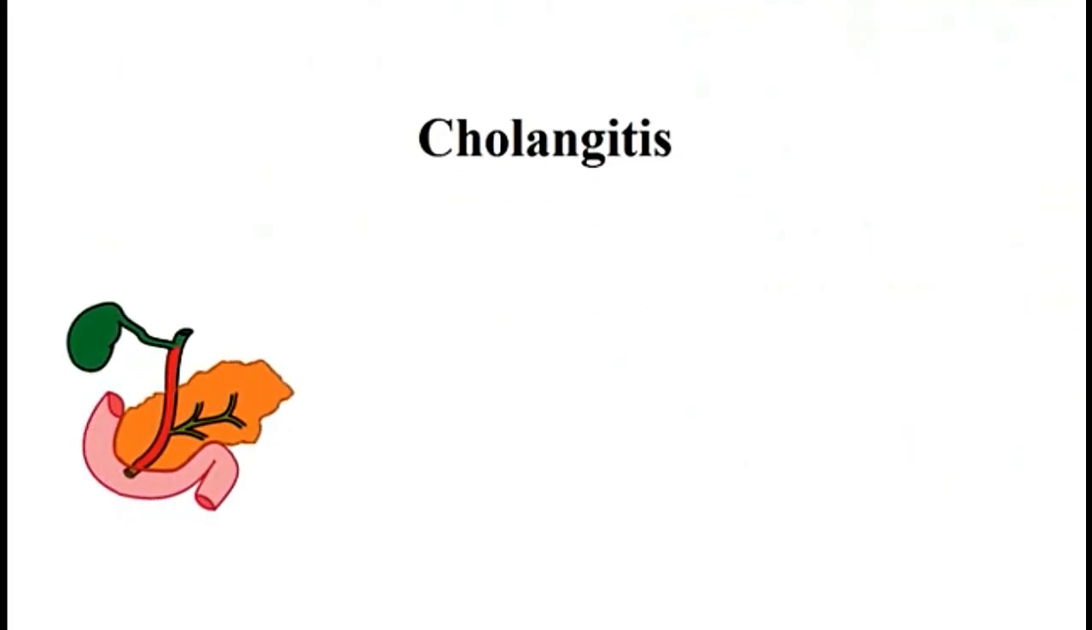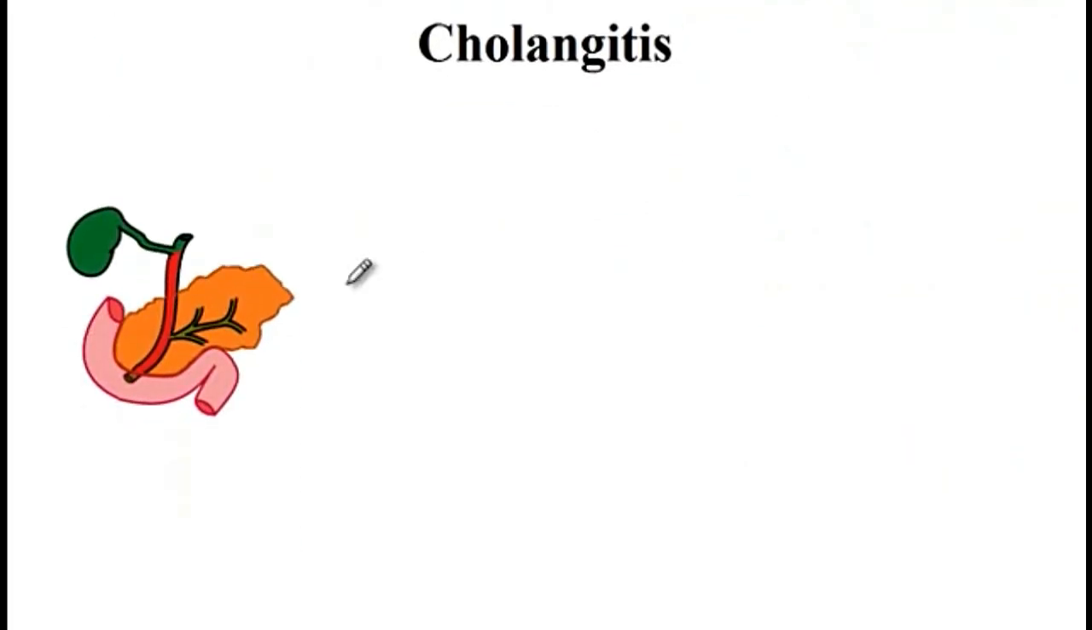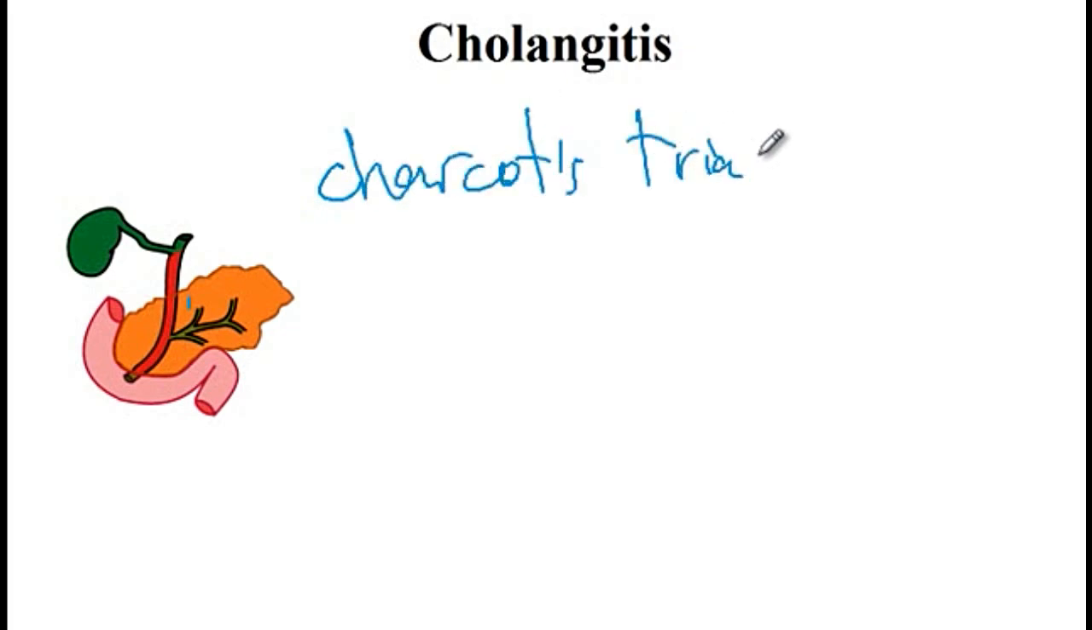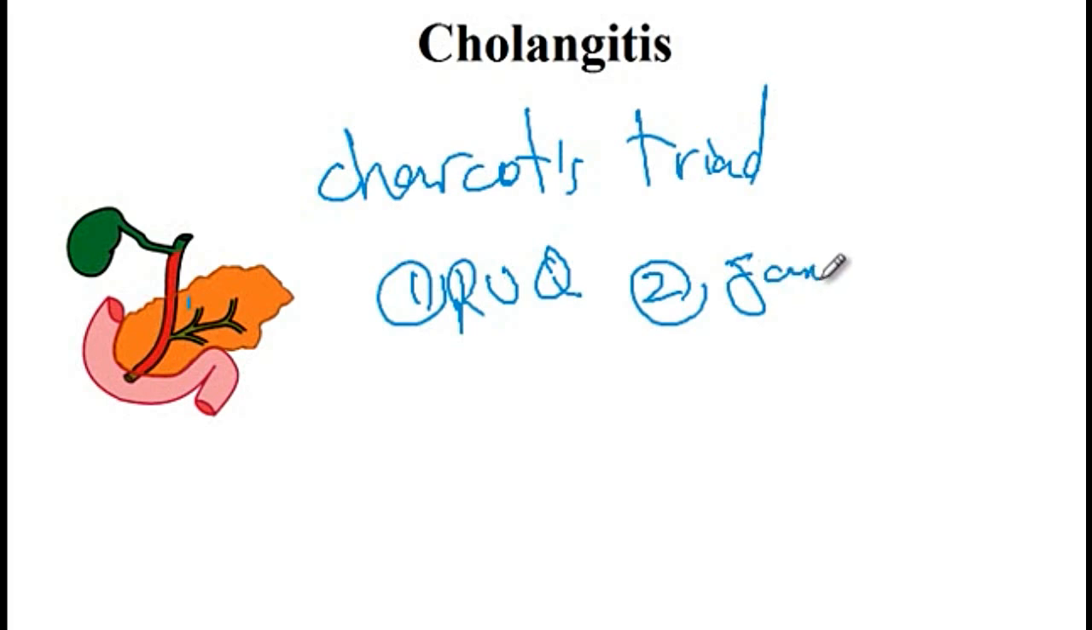And then the final condition is cholangitis, where there is an infection of a biliary tree secondary to the obstruction, usually from choledocholithiasis or from the pancreatic cancer. So these patients present with a Charcot's triad of right upper quadrant pain, jaundice, as well as a fever.